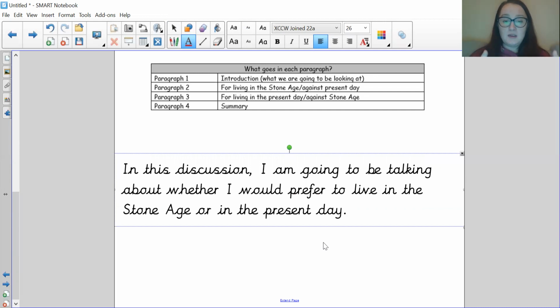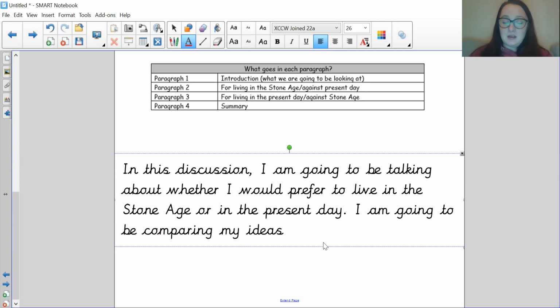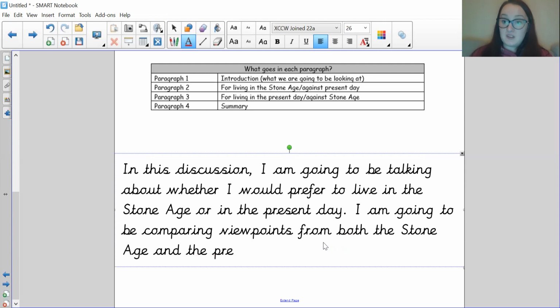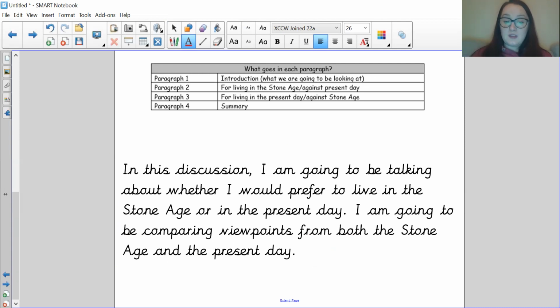I'm going to go into a little bit more detail now, still including my introduction, still on the same part, discussing how I'm going to do that. So I'm going to compare my ideas, aren't I? I am going to be comparing viewpoints. Oh, that's a very posh word, isn't it? From both the Stone Age and the present day. Okay, so that is my introduction done. Ding. So you can use that. You can use it and edit it. You can completely ignore it and write your own. It is up to you, Year 3.